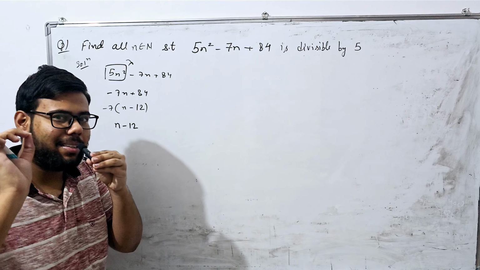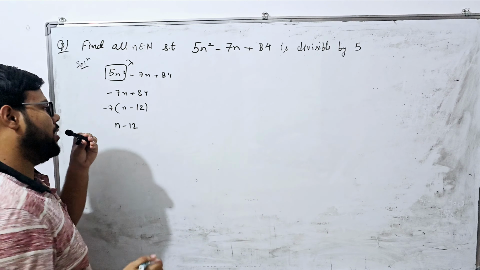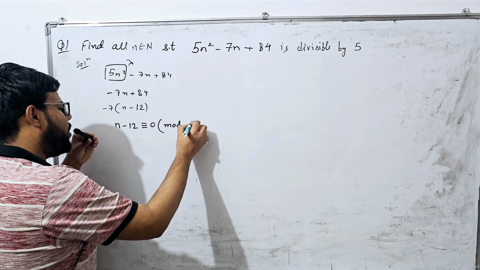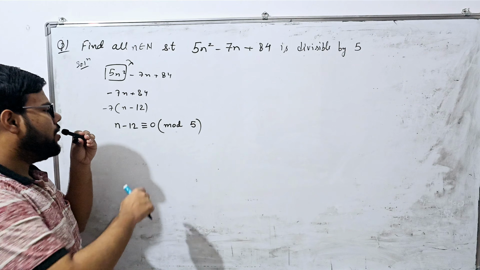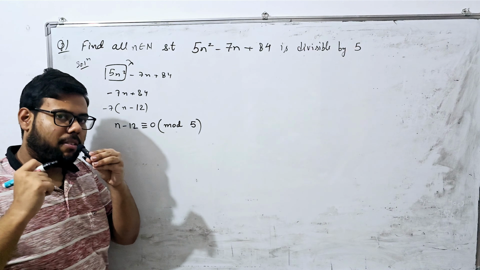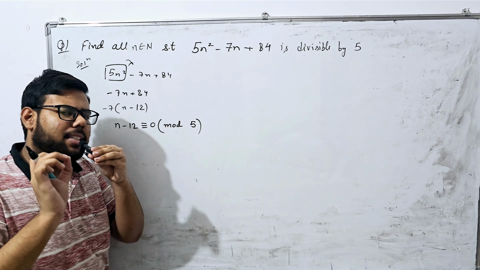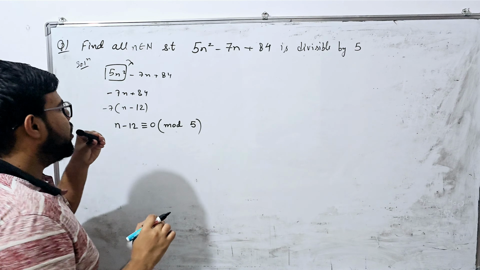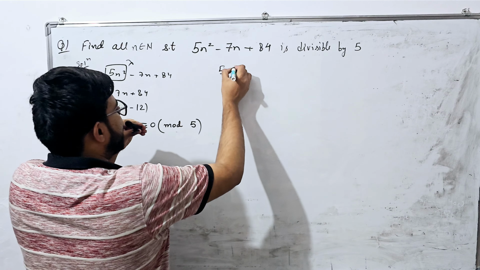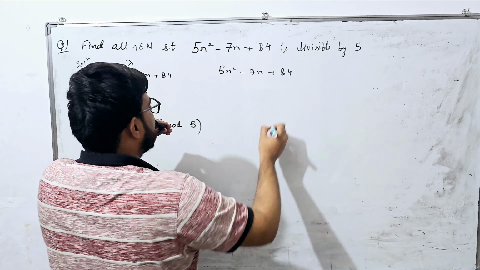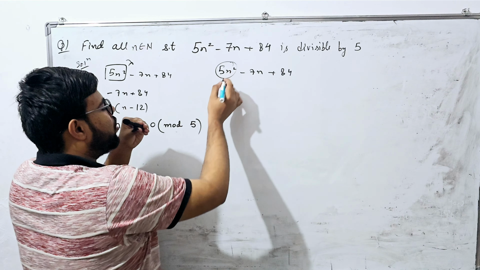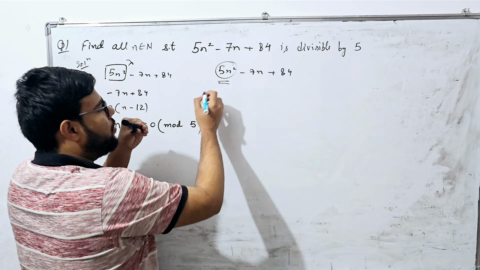Now we are going to apply the concepts of modular arithmetic. It should be congruent to 0 mod 5. It means that when n − 12 is divided by 5, it gives the remainder 0. Basically it means that this expression is divisible by 5. So for 5n² − 7n + 84 to be divisible by 5, since the first term is always divisible by 5, we have to prove that this expression is also divisible by 5.